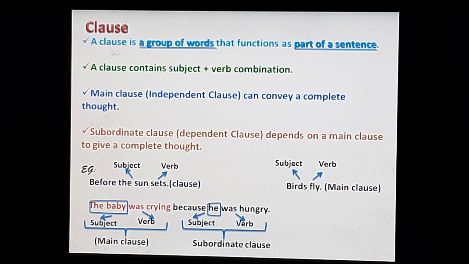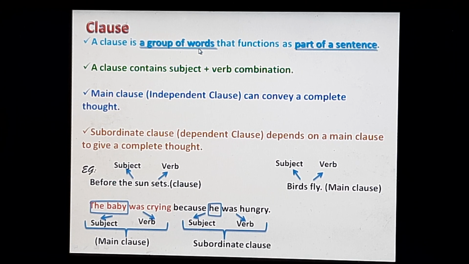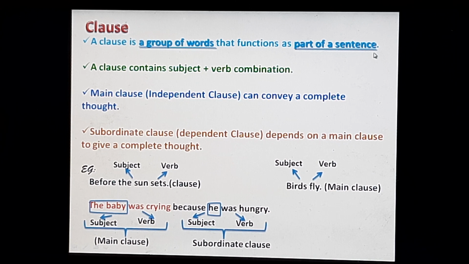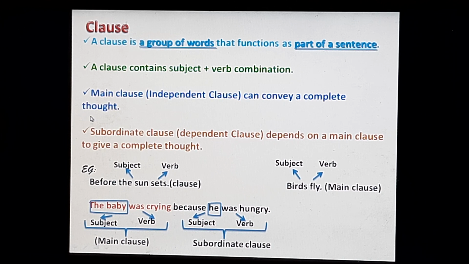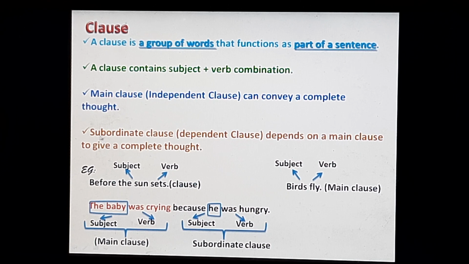Now, what's a clause? A clause is a group of words that functions as part of a sentence. Just like the phrase, the clause is also a group of words and it belongs to a sentence. A clause contains a subject verb combination. Now, this is the difference between a clause and a phrase. Here it has a subject verb combination. The main clause or independent clause can convey a complete thought. So, main clauses can stand by themselves.